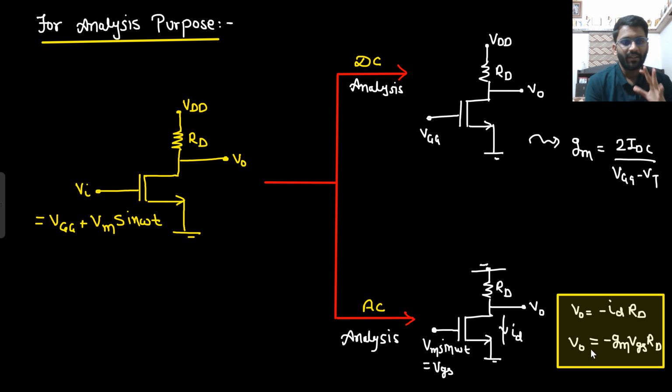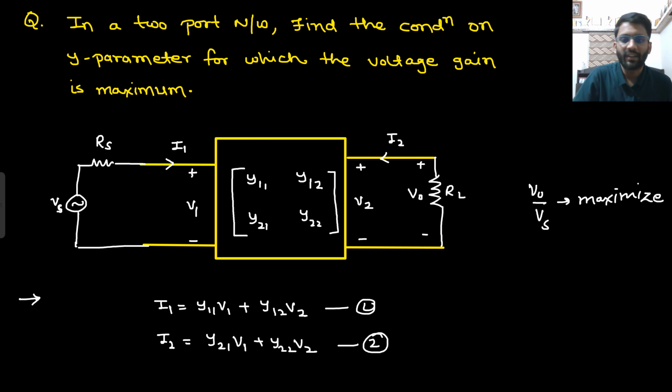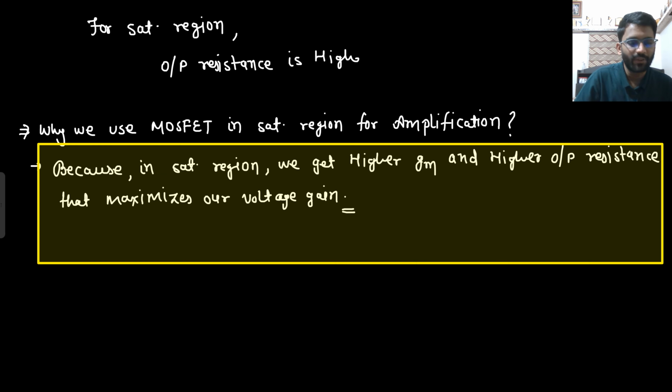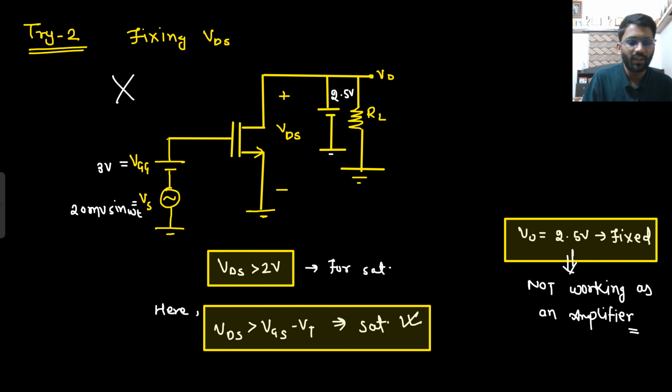This is everything that we have studied in MOSFET amplifier till now. What we studied? Let's start from the beginning. In the beginning, we saw why we use the MOSFET in the saturation region for amplification. Then once we got to know, we biased the transistor. We tried biasing. This was our first try. Here the transistor was turning off. This was going into cutoff region.